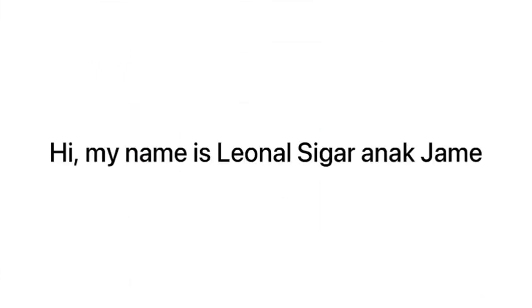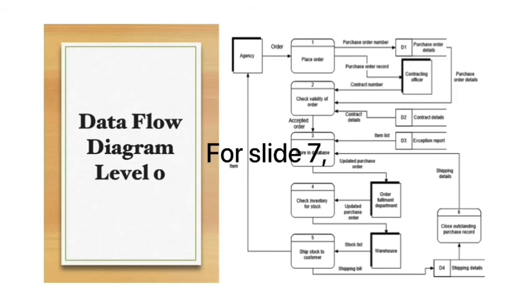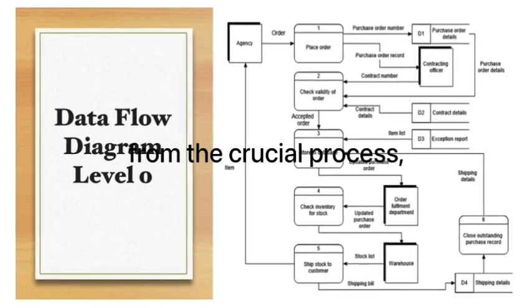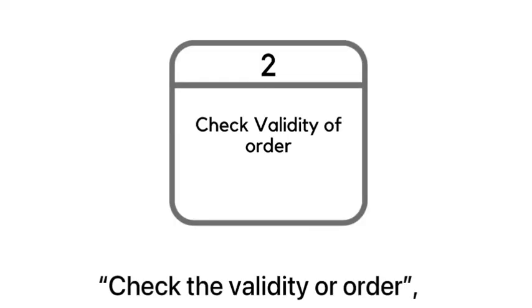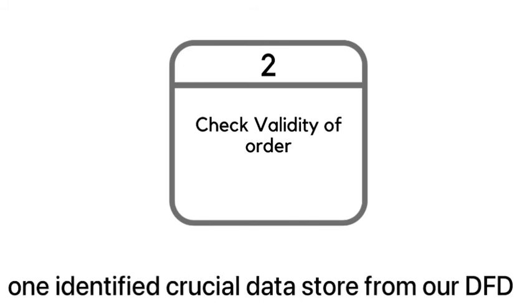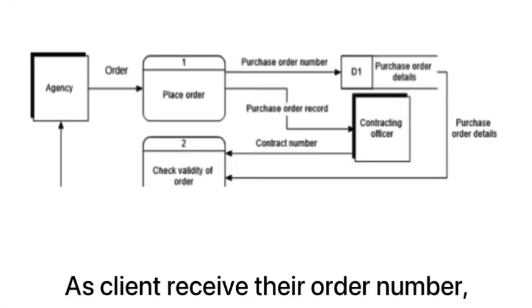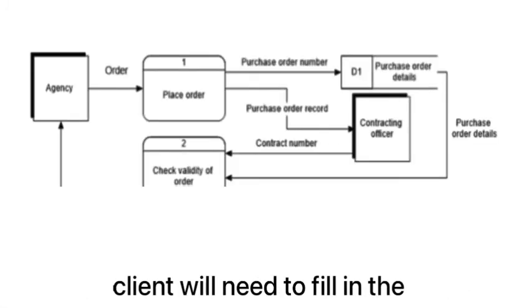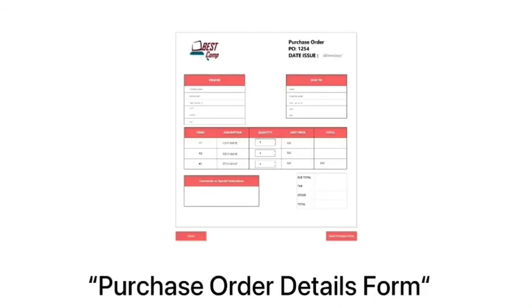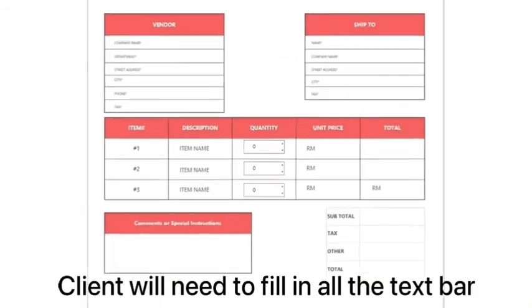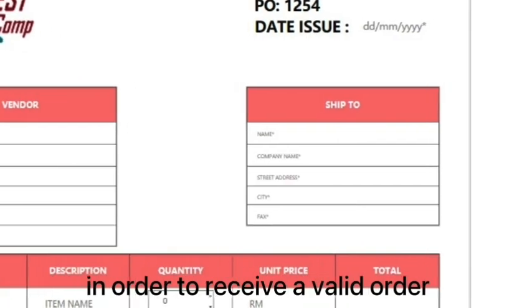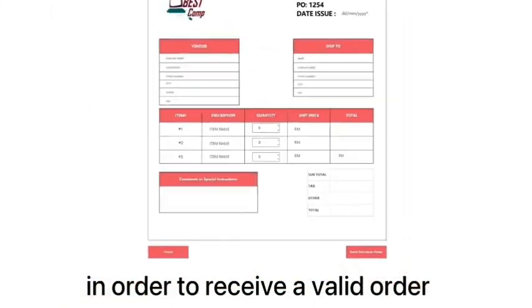Hi, my name is Lionel Siga anak Jem. For slide 7, from the crucial process, check the validity of order. One identified crucial data store from our DFD is purchase order detail. As the client receives their order number, the client will need to fill in the purchase order detail form. The client will need to fill in all text bars in order to receive a valid order.